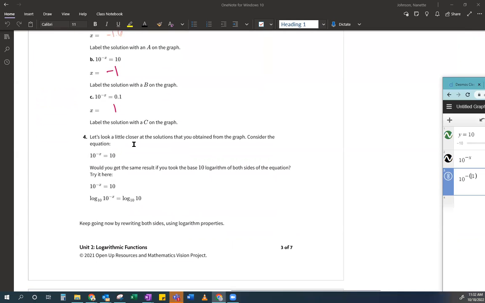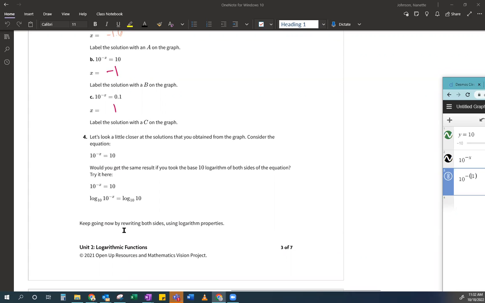So this says, let's take a closer look at the solutions you obtained from the graph. Consider the equation 10 to the negative x equals 10. Would you get the same result if you looked at base 10 log of both sides? Look at it here. What they're saying here is, can you take the log base 10 of each of the sides? And so they did. Log base 10 of 10, log base 10 of 10. So can you please look at this as if they did something to both sides? They took the log base 10 of each side.